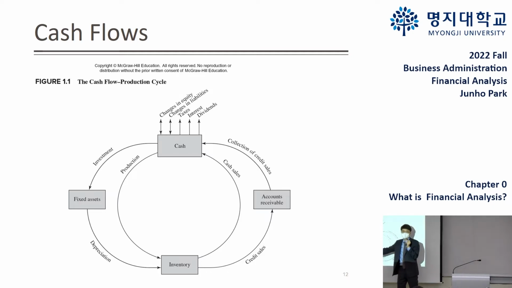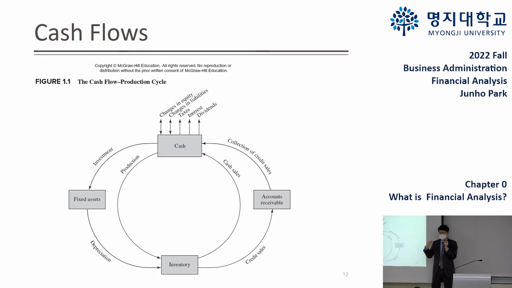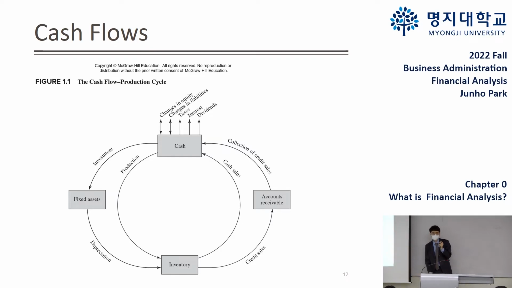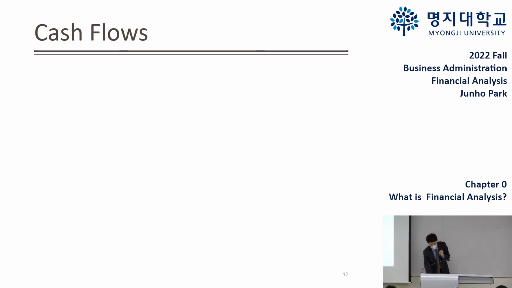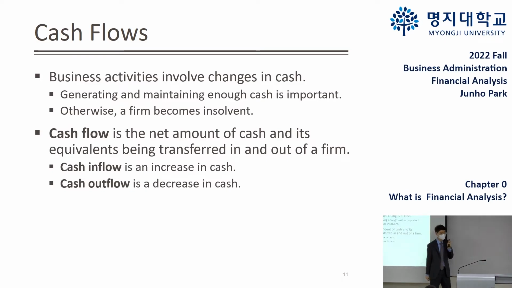So you need to spend, and that transaction we call investment in a narrow term. And then if you produce some products or services, and if you sell them to your customers, then you get the cash. So the cash is returned to you. So there is a cycle that is involved with your business activities, and there is an increase and decrease in cash. These increases and decreases of cash, we call cash flow.